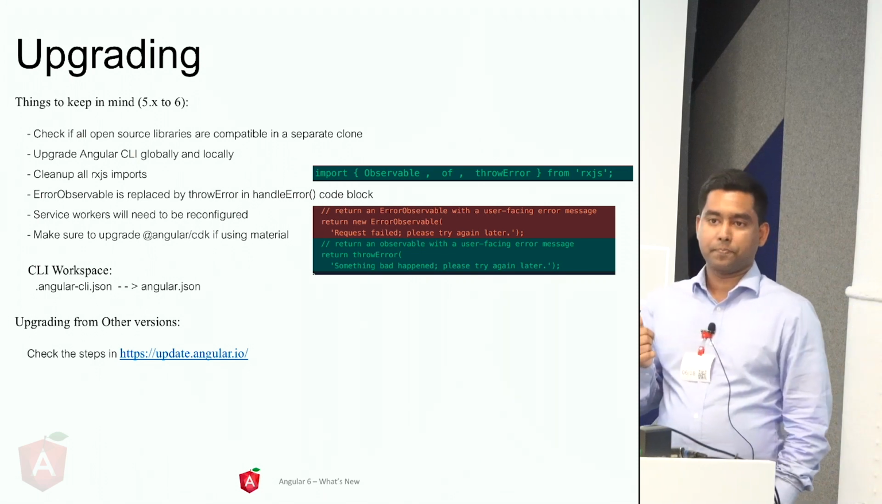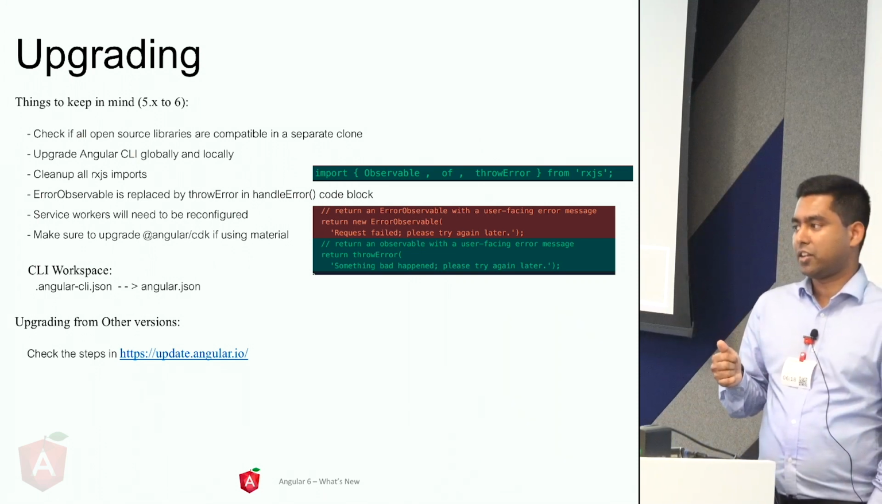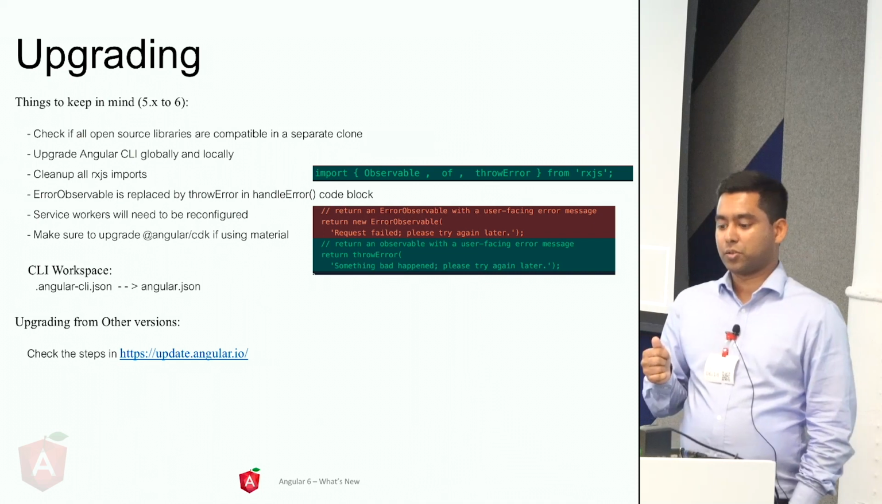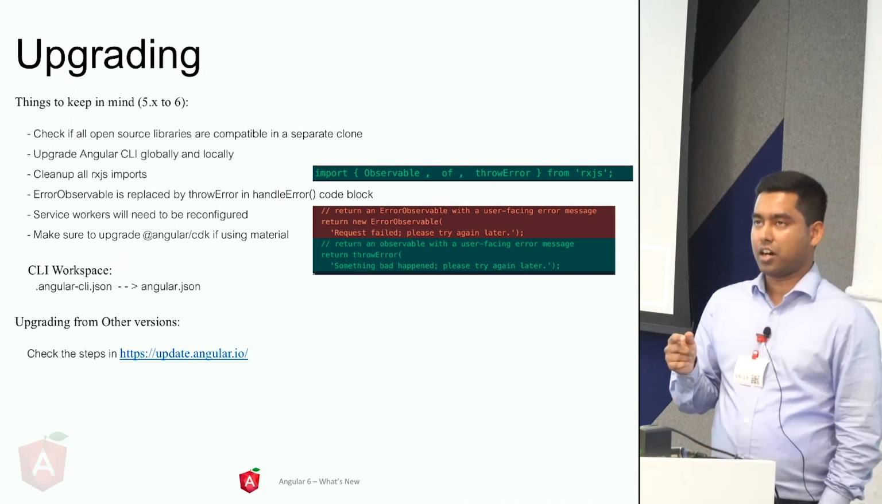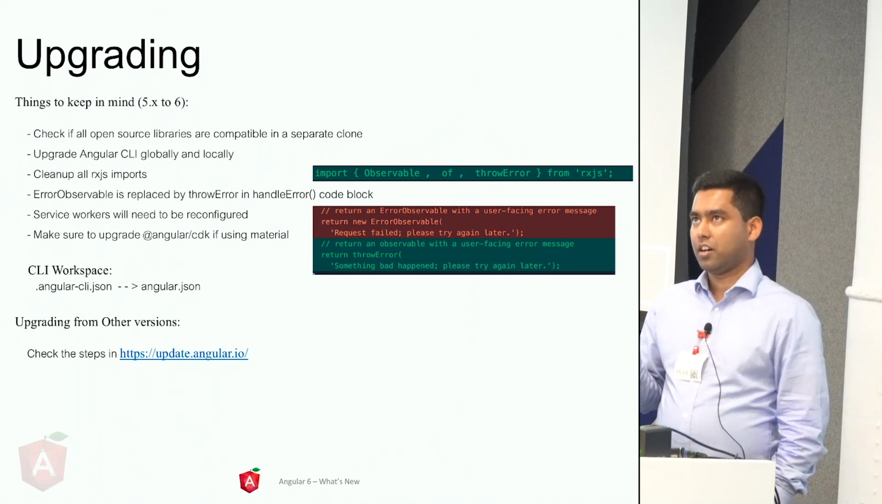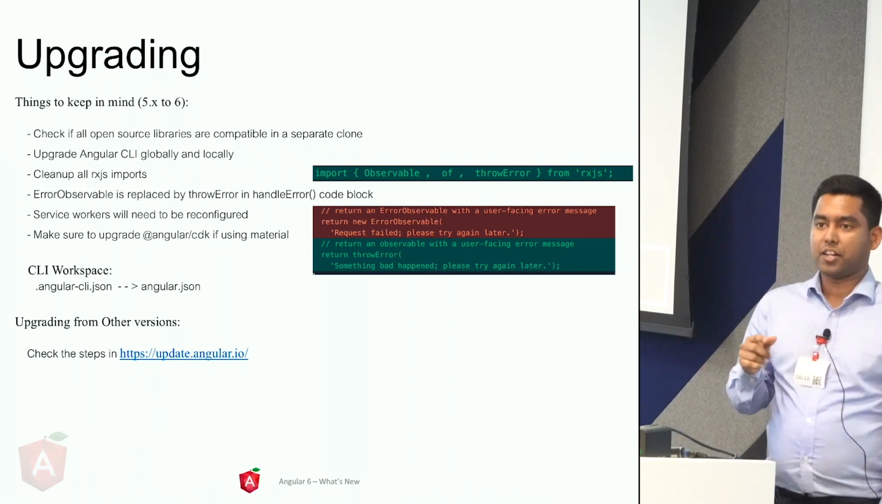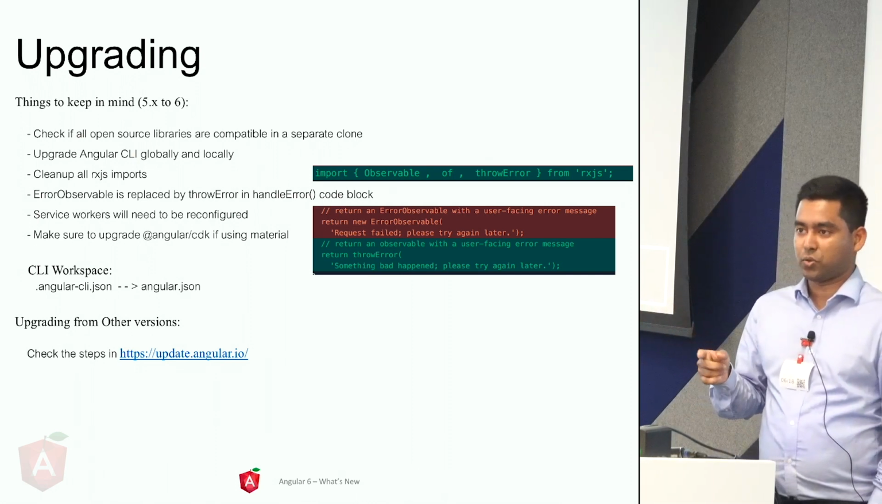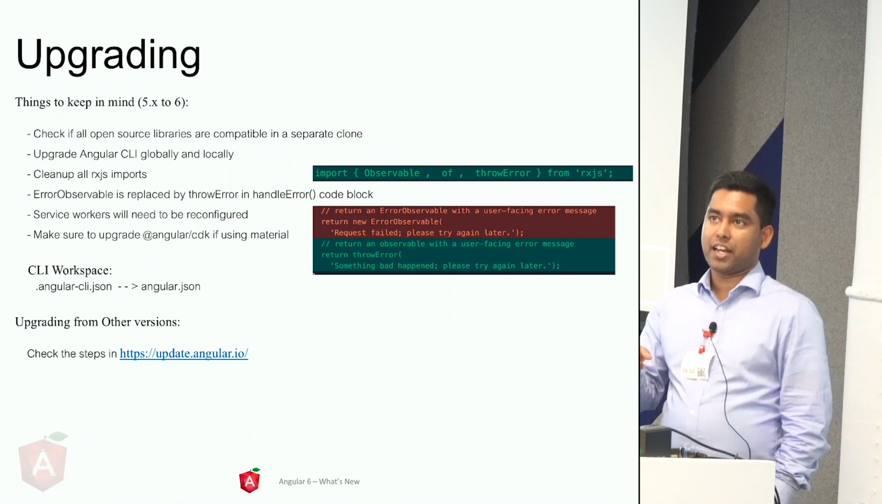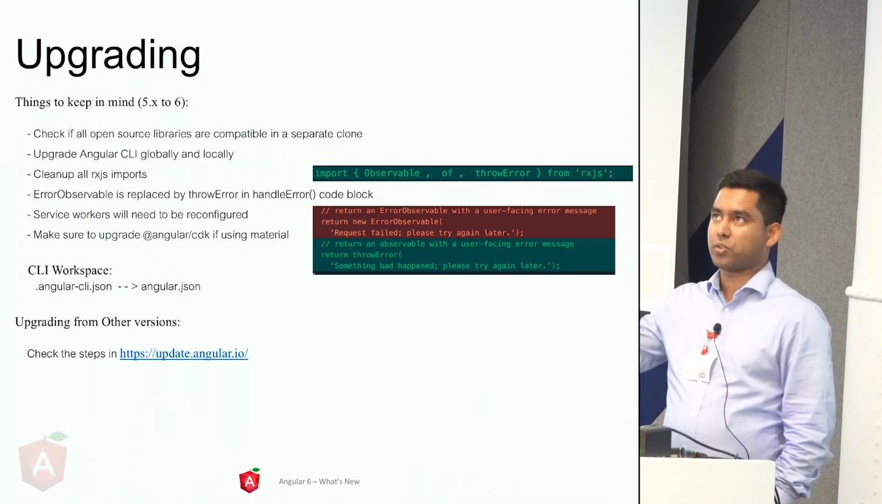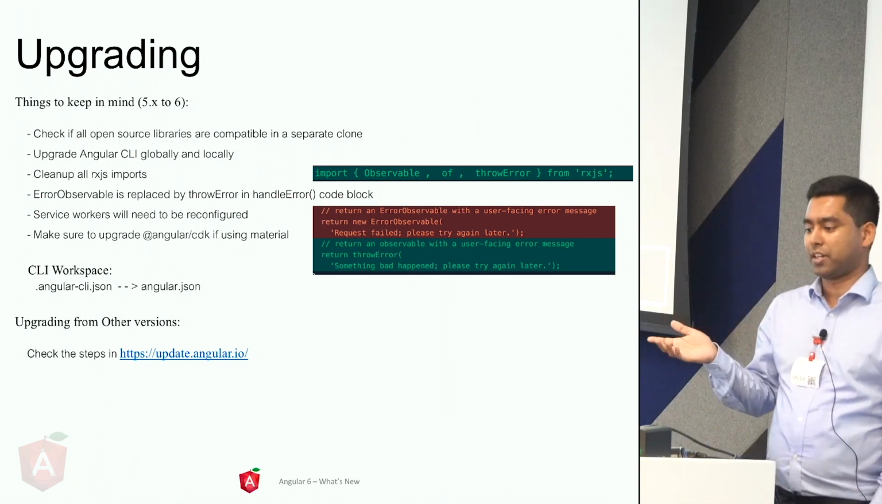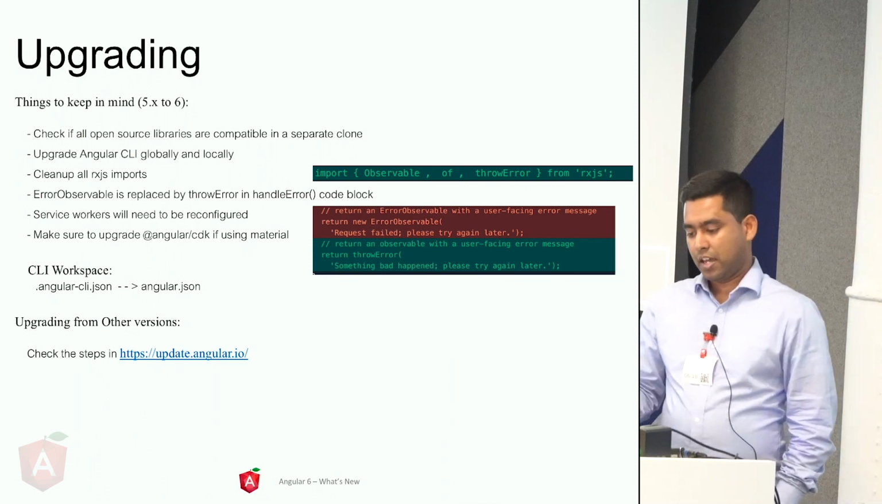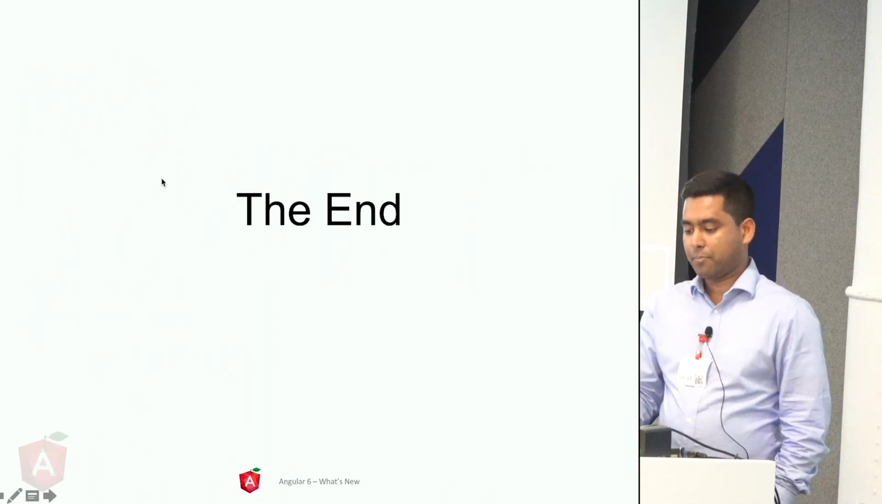Number two is you have to upgrade Angular CLI, not just locally, but globally also. So first you run npm install -g @angular/cli, and then you run it without the -g to upgrade your project. Or else it would say that your global is 6.0 something, and your local is 4.0 something, which is a mismatch.